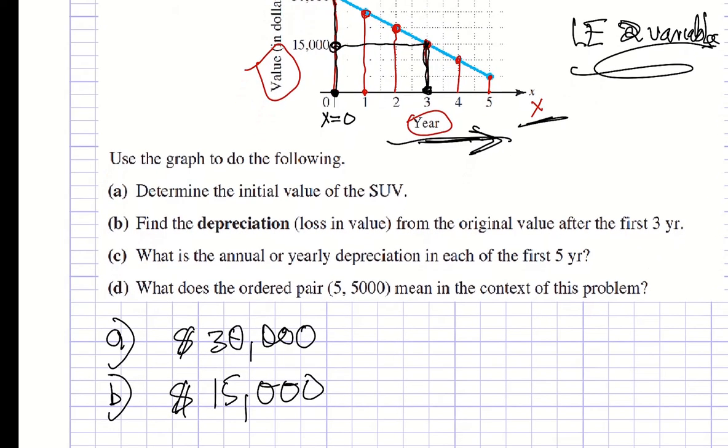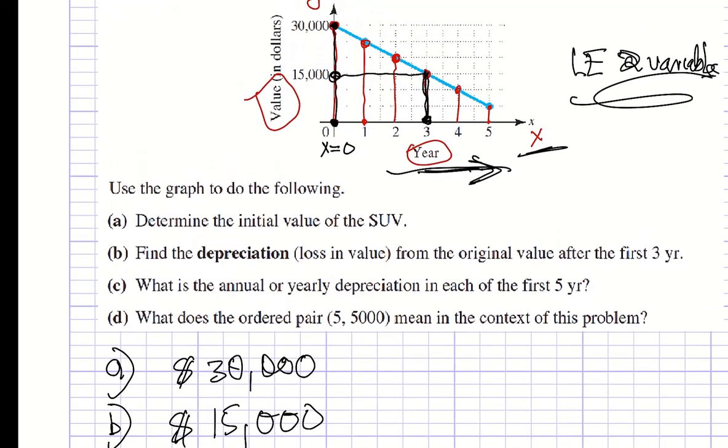Okay. And then it says, C, what is the annual or yearly depreciation in each of the first 5 years? What is the annual or yearly? In other words, each year, what is the depreciation each year? That can be determined. That's not that difficult. Okay?